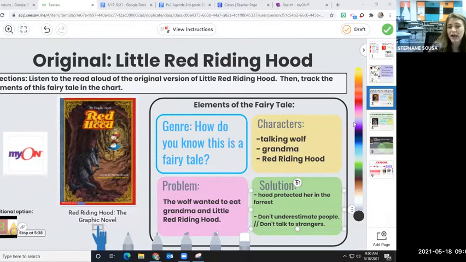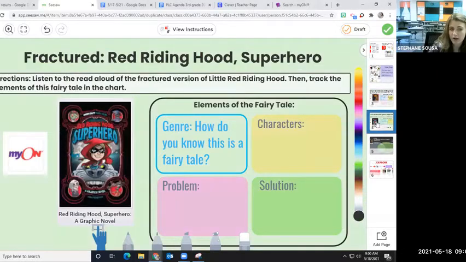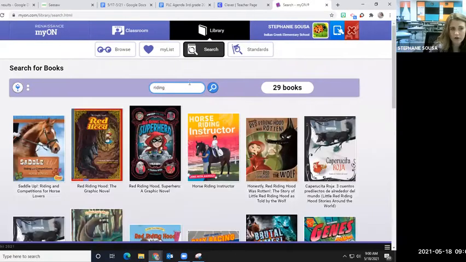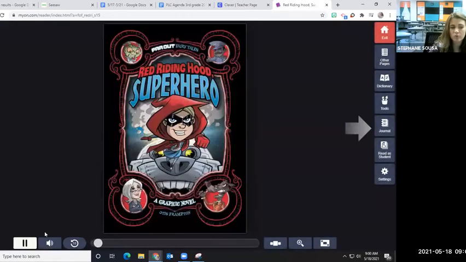So as you're looking at the fractured version of Little Red Riding Hood, I want you to be thinking about the same elements: the characters, the problem, and the solution. Okay? This version of Red Riding Hood is Red Riding Hood Superhero. So in this version, she has been changed to a superhero. Okay? Still going to have the same characters, still going to have the same type of problem and situation going on, but let's see how it's different.